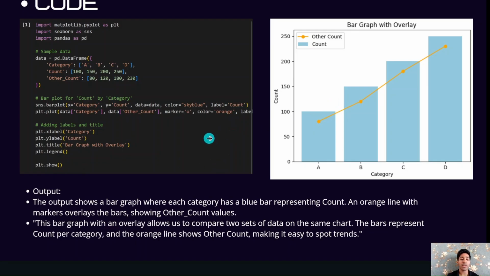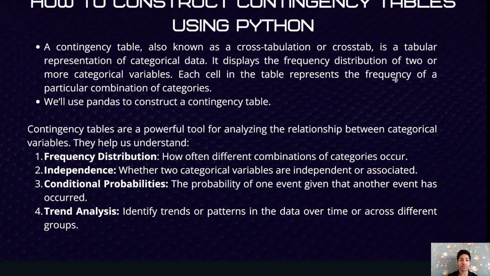In this output, the bar graph shows each category with a blue bar. The blue bars represent counts, and an orange line with markers overlays the bars, showing other counts. This bar graph with an overlay allows us to compare two sets of data on the same chart. The bar graph represents count per category, and the orange line shows other count, making it easy to spot trends.